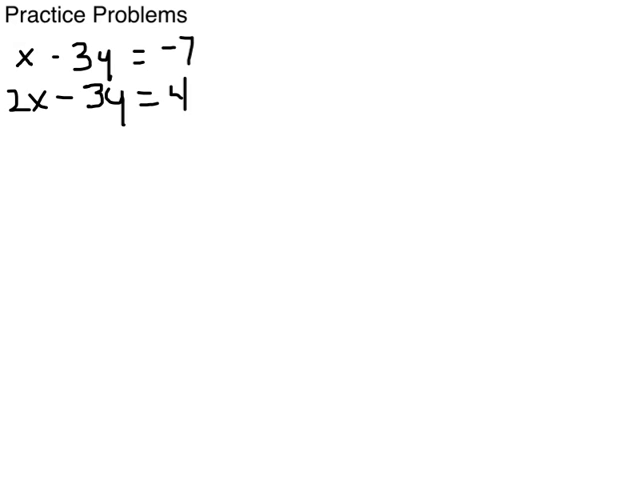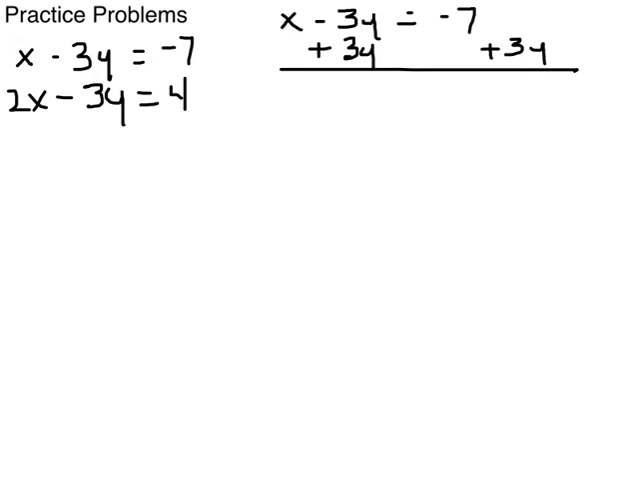All right, so we have two practice problems that we're going to work together today. You can see in this top one, x minus 3y equals negative 7. That's going to be fairly easy to isolate the x. So I'm just going to write it over here, and I'm going to add 3y to both sides. And then I'll get a value for x, something I can substitute in anyway. x equals 3y minus 7.